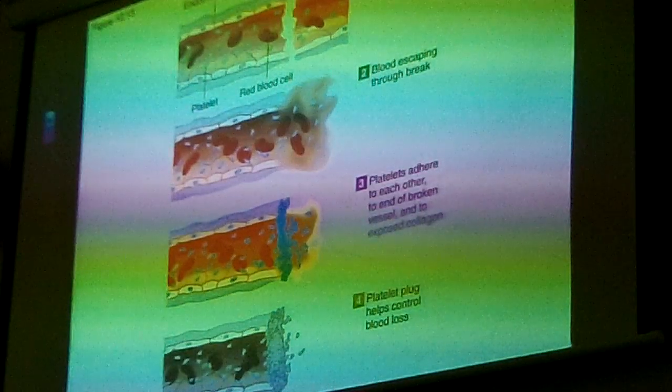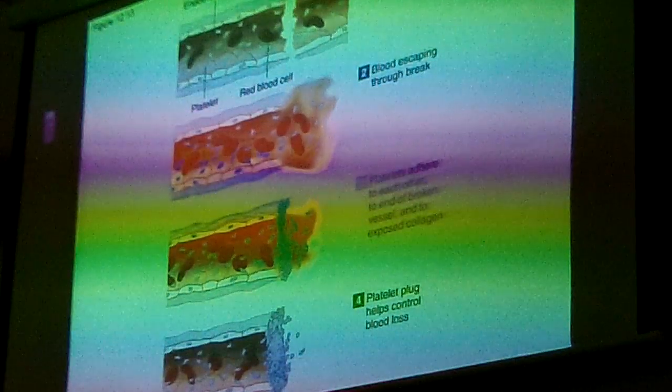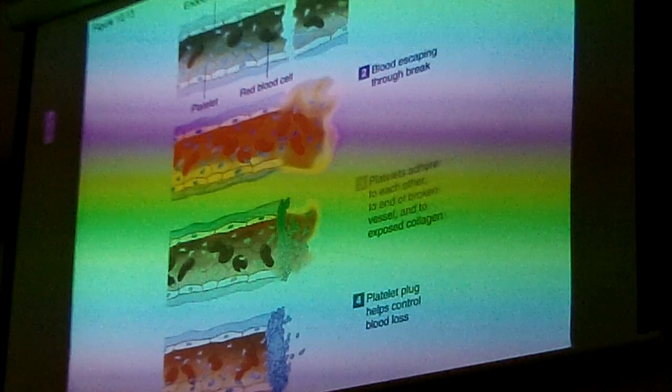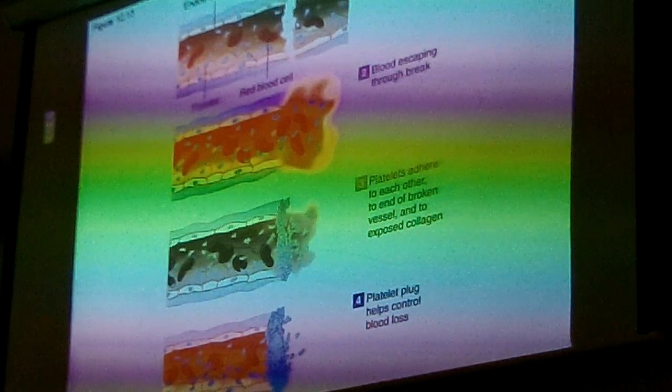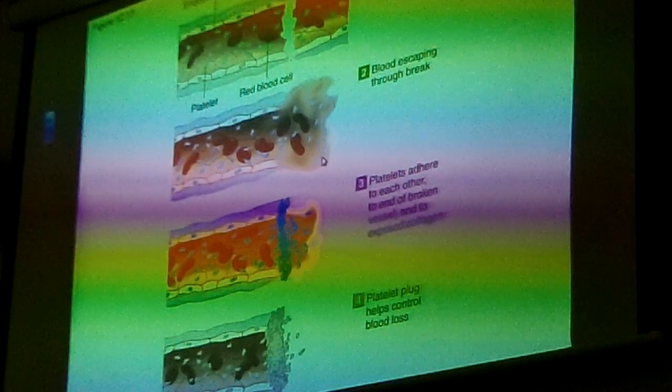You need to read about the clotting mechanism in blood. And here we have a tear in a blood vessel. So somebody has stabbed you with something, or you step on a tack and it breaks the blood vessel, and you're going to start bleeding. Blood will escape through the tear.